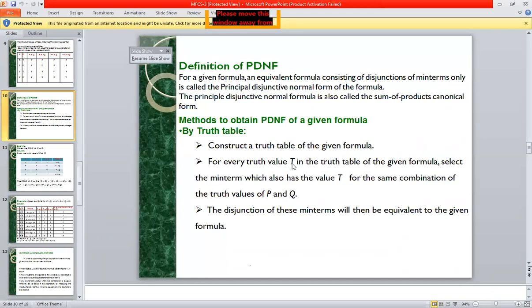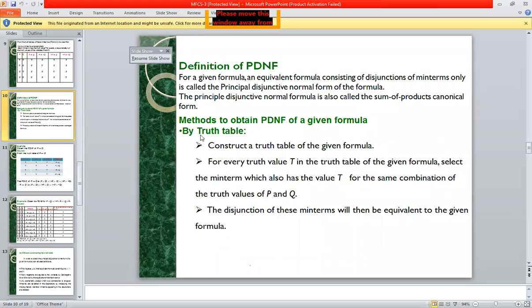Second, for every truth value T in the truth table of the given formula, select the minterm which also has the value true for the same combination of the truth values of P and Q. The disjunction of these minterms will then be equivalent to the given formula.